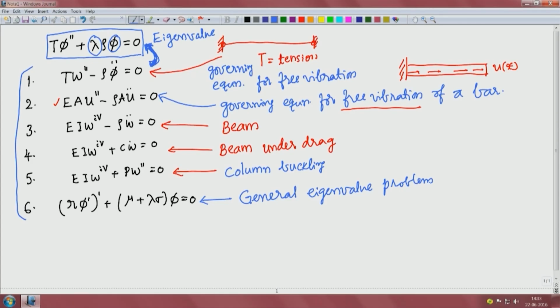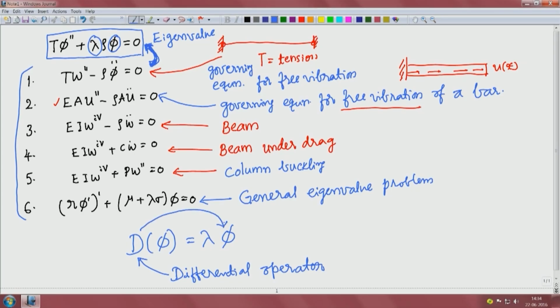Basically, eigenvalue problems are characterized by a differential operator. So, there will be some differential operator acting on a function phi that gives you back that function, something like this. This is a differential operator that transforms the phi function back to lambda times phi. All of them have this characteristic.